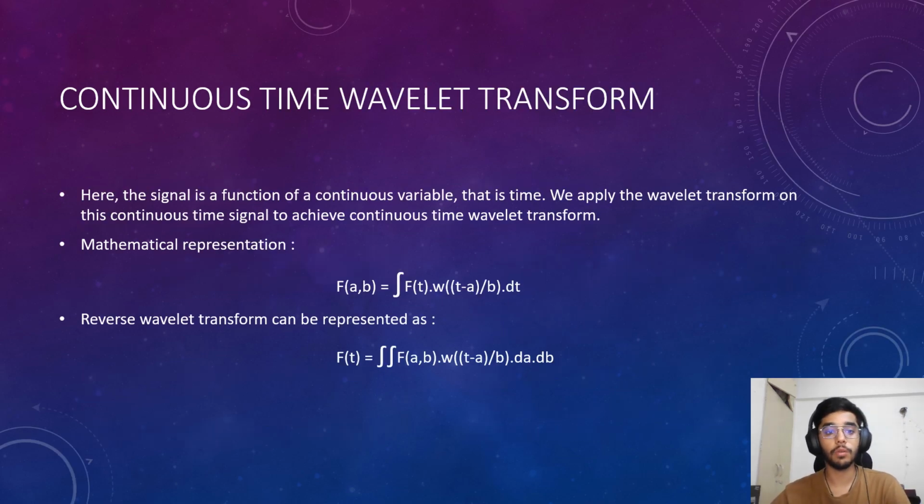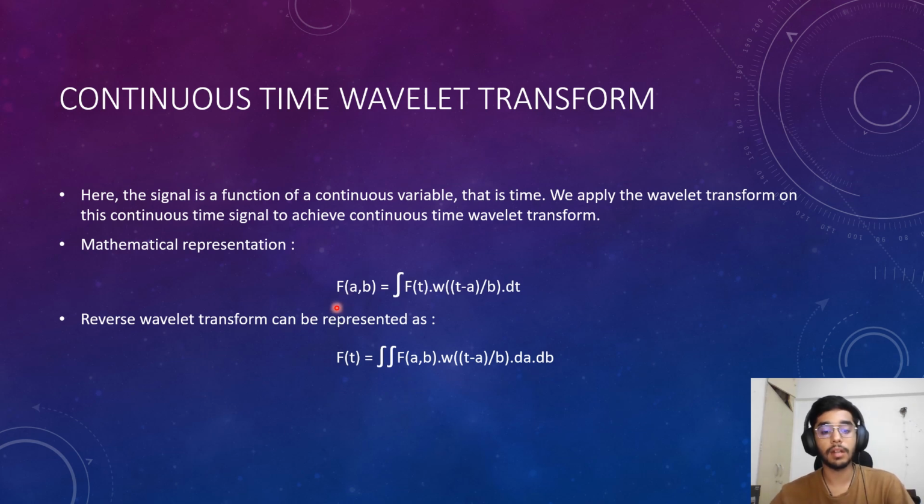So first we are going to look at continuous time wavelet transform. Here we apply wavelet transform on a continuous time signal. A continuous time signal is the one in which the independent variable, that is time, is continuous. Continuous time wavelet transforms are characterized by their uninterrupted nature, which makes it easier for signal analysis and hence they are preferred. Now we are going to look at the mathematical expression of the continuous time wavelet transform.